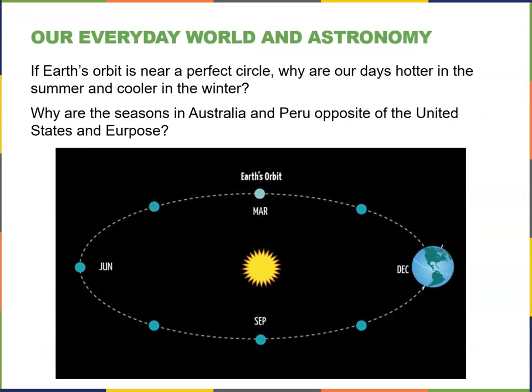Our everyday lives intersect with astronomy quite a lot. We can use astronomy to explain the seasons, phases of the moon, the tides, and eclipses. Questions about our everyday lives can arise from what we have discussed about astronomy thus far. If Earth's orbit is nearly a perfect circle, why is it hotter in the summer and cooler in the winter? Why are seasons different depending on where you are on Earth? We could answer the question of opposite seasons first.